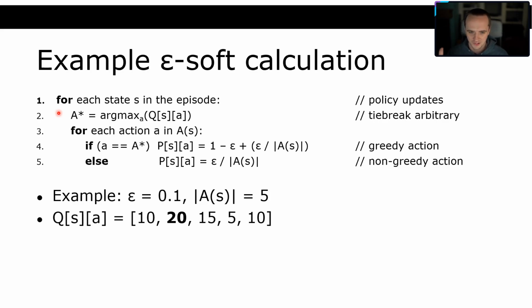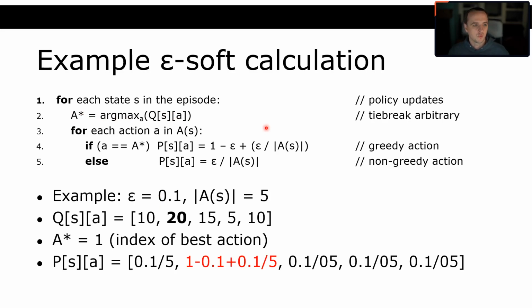Not the A star search algorithm, but this is the best A. So we're going to find the action that maximizes Q of SA. If we look through here, which of these values is the highest? It's this 20. I've bolded it here for you. And so the action which maximizes Q of SA is action 1, right? So this is index 0, index 1, index 2, index 3, index 4. So A star equals 1. That's what we set right there.